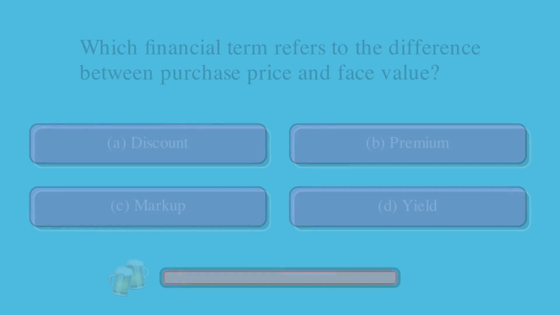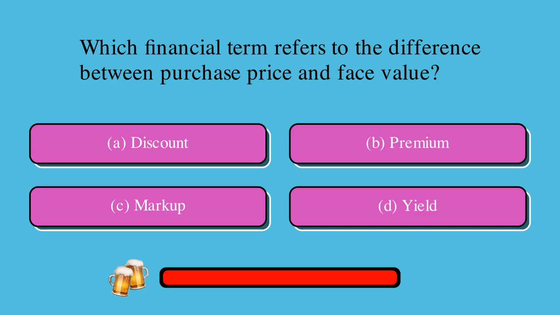Here's some zero coupon bonds trivia. Which financial term refers to the difference between purchase price and face value? Is it A, discount, B, premium, C, markup, or D, yield?